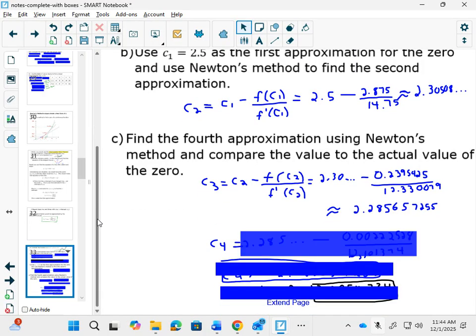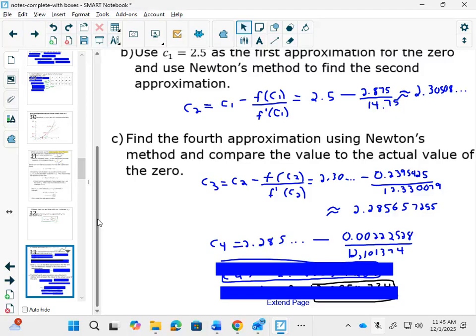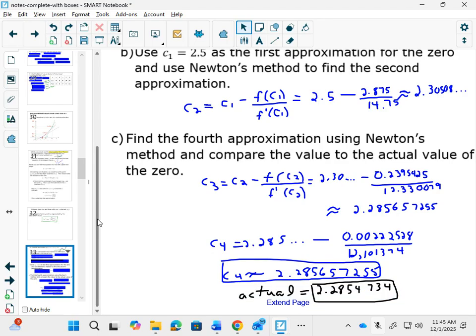And C4 will be C3, 2.285. Look, we're at 2.285, we were already at 0.0002. No, I had too many zeros on it. 002. There we go. Really close. And C4 is 2.28. Oh, wait, we were at 2.28565 and it's 57. Wow, we were actually really, really close.